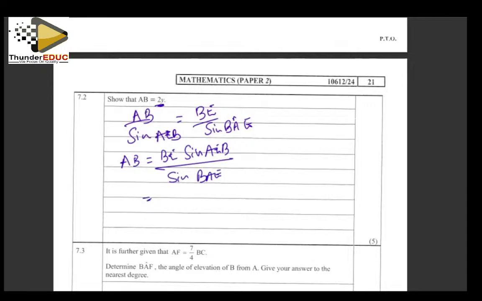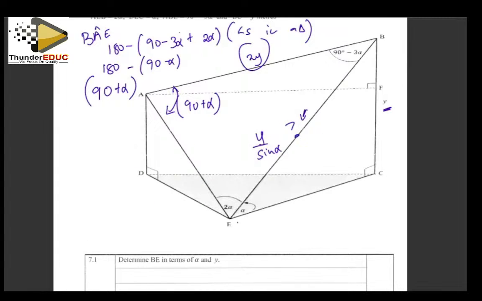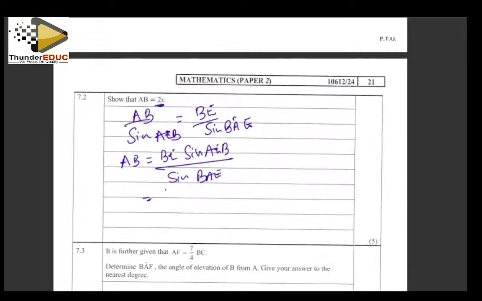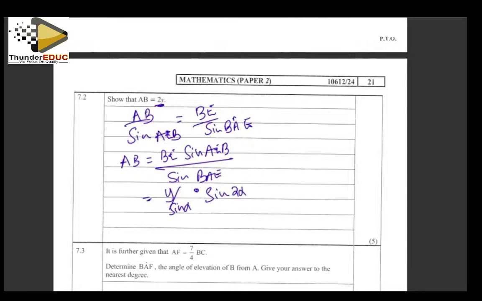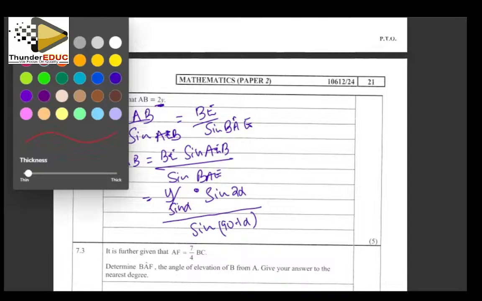When we substitute that, our BE, we said it's y over sine alpha. We're multiplying it by the sine of AEB, which is twice alpha. Everything is divided by the sine of B, which is 90 plus alpha. All right, so we simplify this.